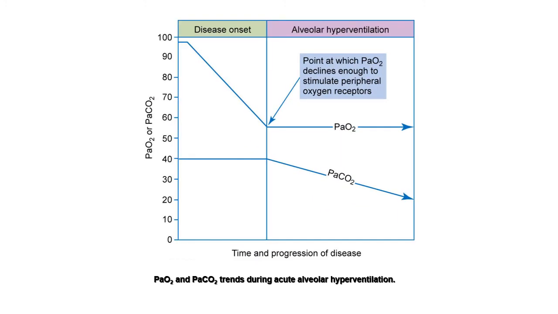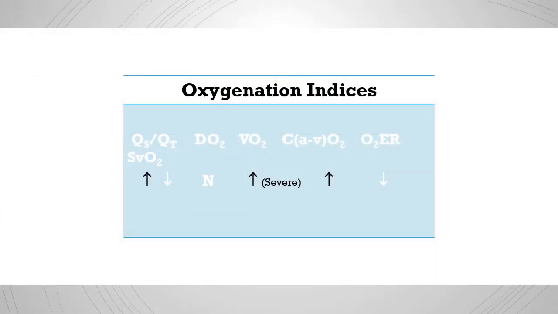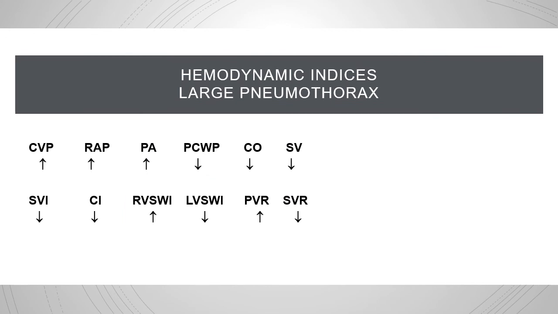This shows disease onset and the point at which the PaO2 declines enough to stimulate peripheral oxygen receptors. Acute ventilatory failure with hypoxemia is seen when there's a large pneumothorax. This shows acute respiratory acidosis with hypoxemia. These are the oxygen indices and hemodynamic indices.